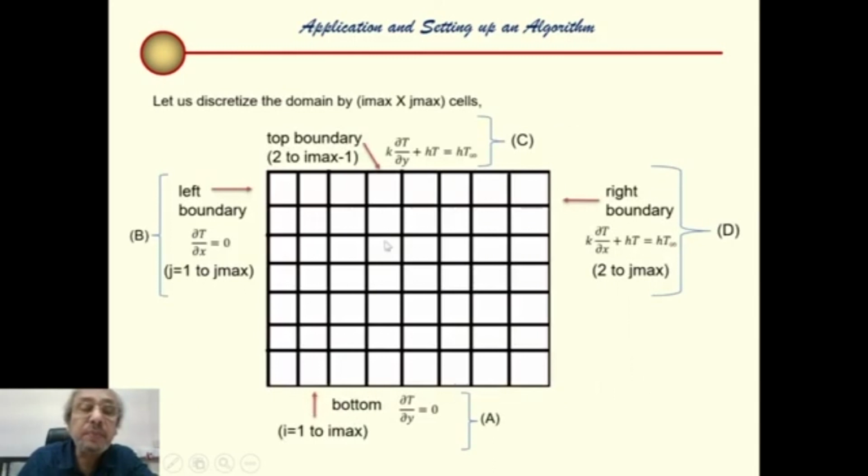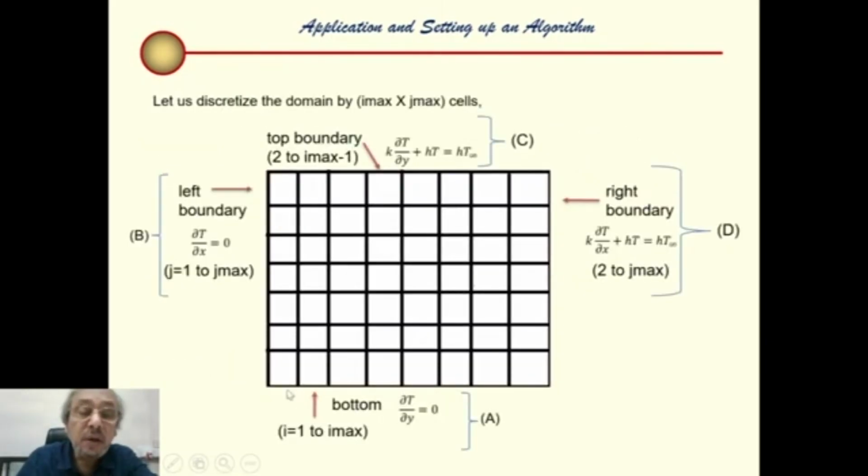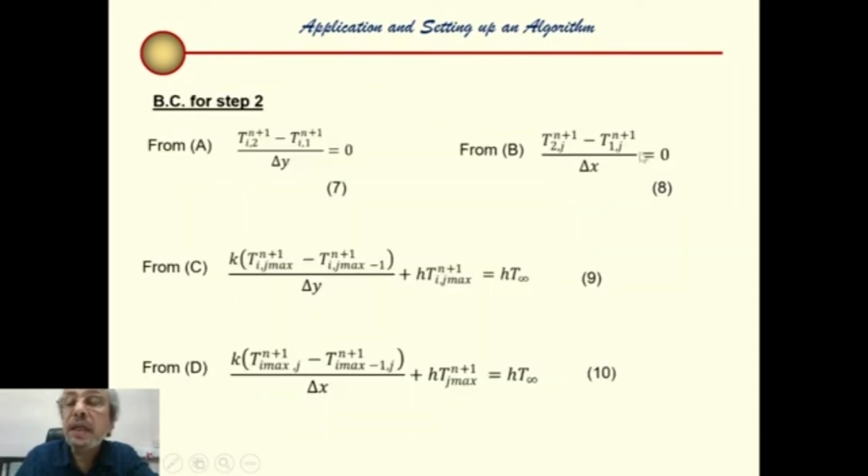Similarly, we are fixing I coordinates, and that means T 2j minus T 1j, where J is varying from 1 to J max. So basically through this we are setting up del T del X on this surface, and that is del T del X equal to 0.